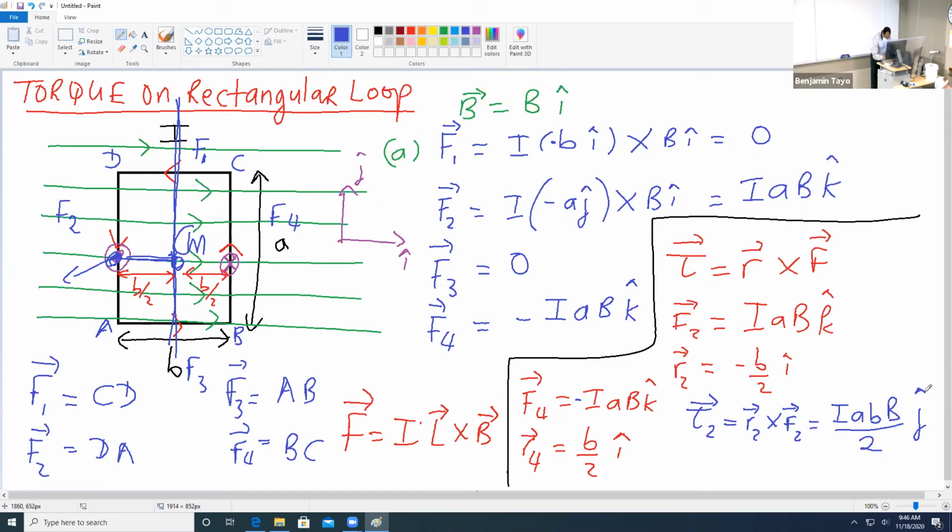And let's calculate torque number 4. So this is R4 cross F4. R4 is I, F4 is negative K. So I cross negative K again gives me J. So you can see that this will also be equal to the same value.